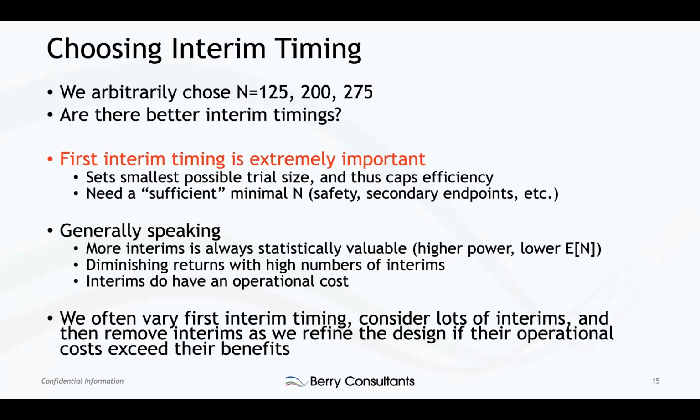The other thing that you do need is, in most cases, you often have a sufficient minimal N. You need a certain amount of data for safety, a certain amount of data on secondary endpoints. Often regulators will put a requirement on we need to see at least X subjects for various reasons. And so, of course, the first interim timing can't be before that because you can't stop the trial, go to the FDA and go, oh, I didn't get you as many patients as you required. So that first interim timing is quite important.